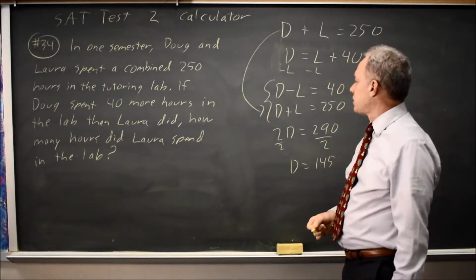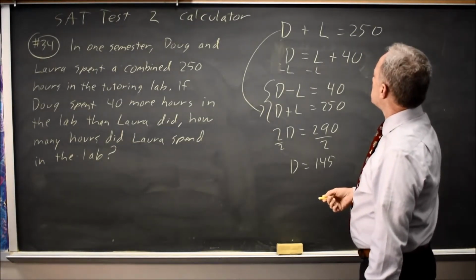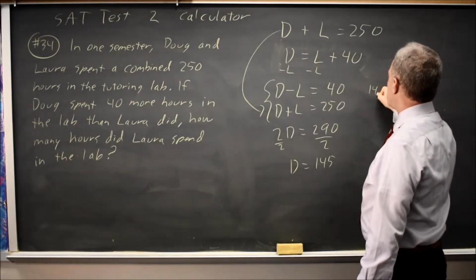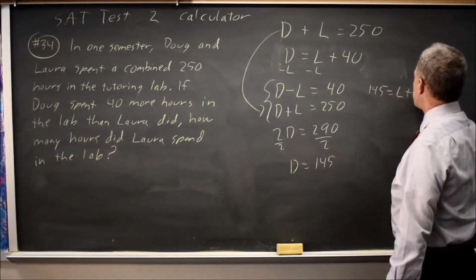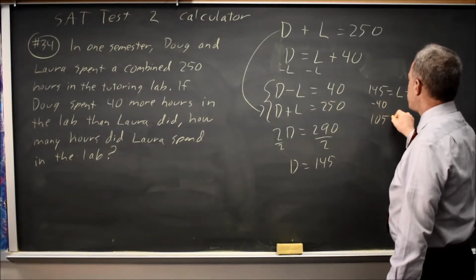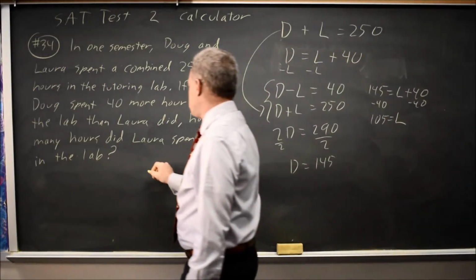I could use the calculator, but in this case I won't. And since Doug equals Laura plus 40, 145 equals L plus 40. Subtract 40. 105 equals L. Same answer as I got before.